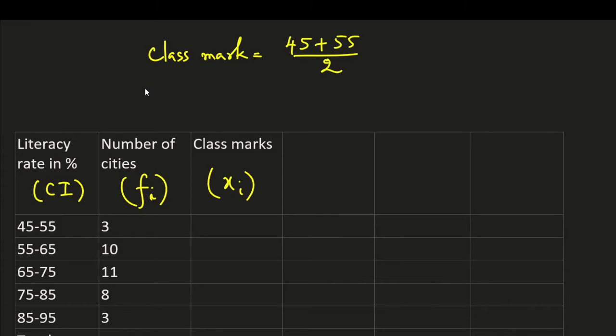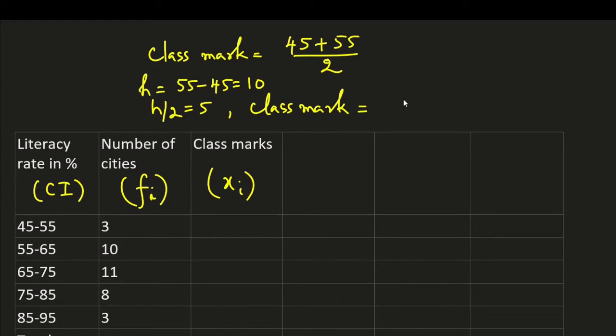We can take half of the class size. Class size h is 55 minus 45. It is 10 here. Half of class size is 5. Then we get class mark as lower boundary plus half of class size. Here it is 45 plus 5. It is 50. So go on adding 5 to the lower boundary in every interval.